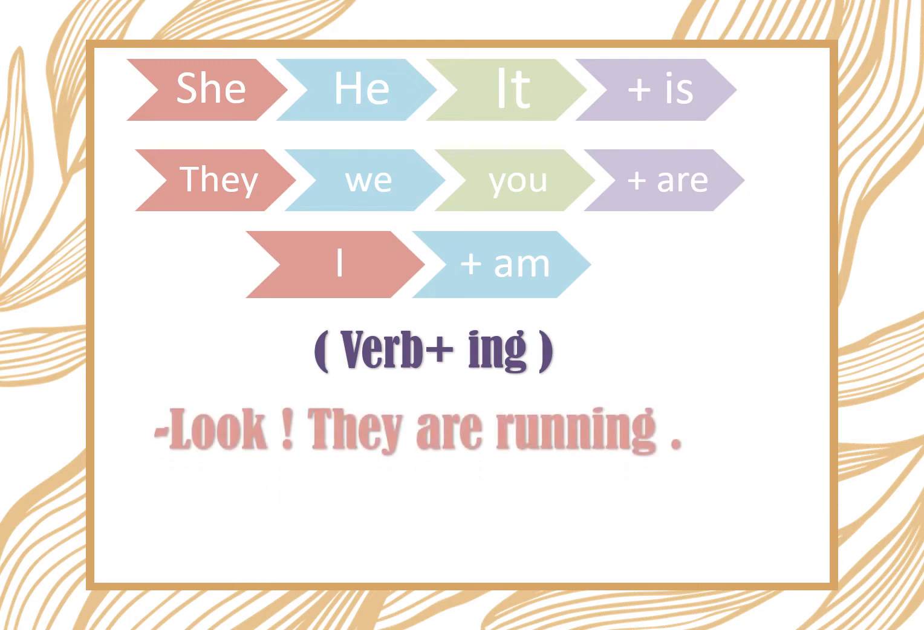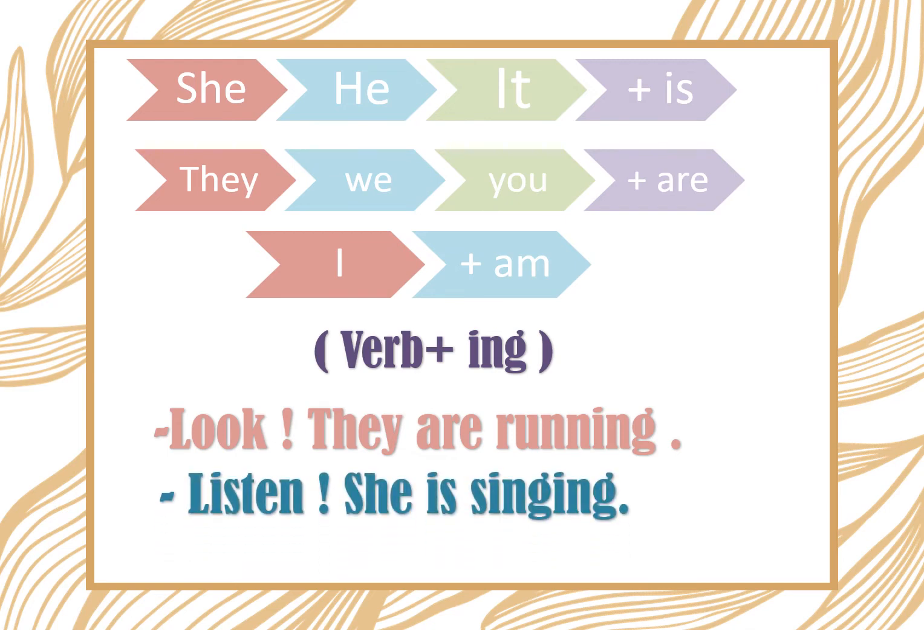Look, they are running. The keyword of the tense is look, and they with are and the verb with ing. So look, they are running. Listen, she is singing. So again, the keyword is listen, and then she with is and the verb with ing.